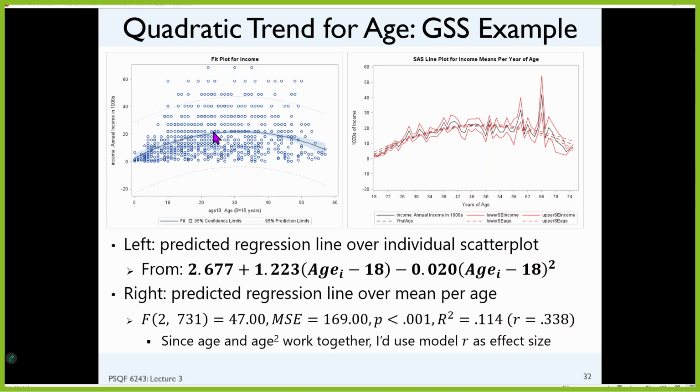So the plot on the left here, I made these in SAS. These are the individual data points, scatter plot. This is the predicted regression line from age and age squared. Do you see the blue shading around it getting a little bit wider as you go out? That's because there's less precision the further away from the mean you are on these variables. The dashed lines out here are meant to indicate the prediction interval, also taking into account the residual variance.